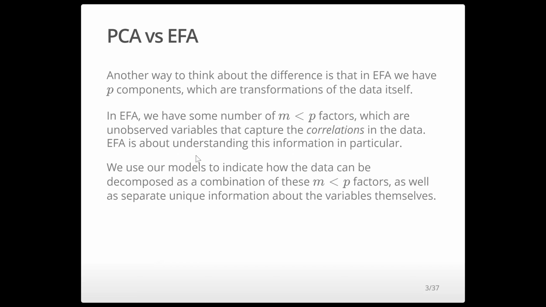In EFA, we're assuming that we have some number M, which is less than P, of factors, which are unobserved variables that capture the correlations in the data. And EFA is about understanding these correlations in the data. And then in EFA, because there are fewer factors than total components, there's still some specific variability that's specific just to the variables themselves that doesn't actually influence the correlations between the variables.